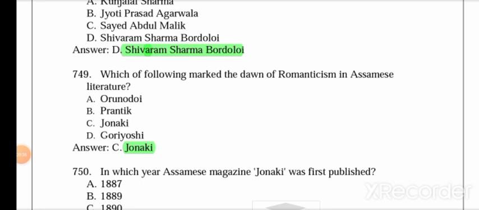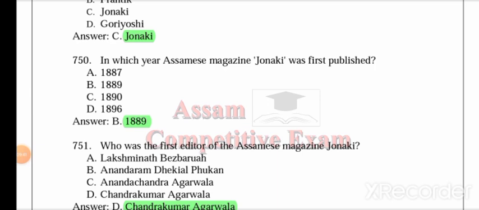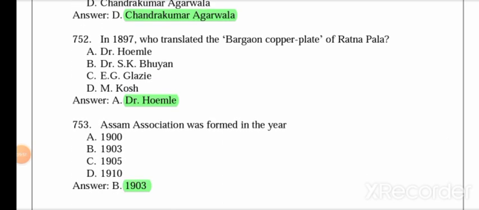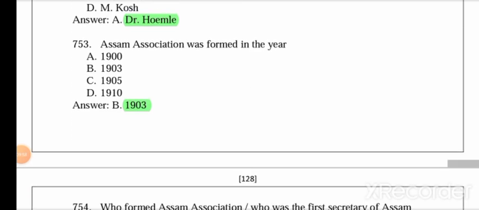Which of the following marked the dawn of Romanticism in Assamese literature? It was Jonaki. In which year was the Assamese magazine Jonaki first published? It was in 1889. Who was the first editor of the Assamese magazine Jonaki? Chandrakumar Agarwala. In 1897, who translated the Bargaon copper plate of Ratnapala? Dr. Hoernle. Assam Association was formed in the year 1903.